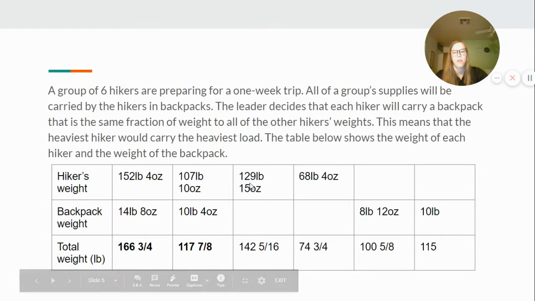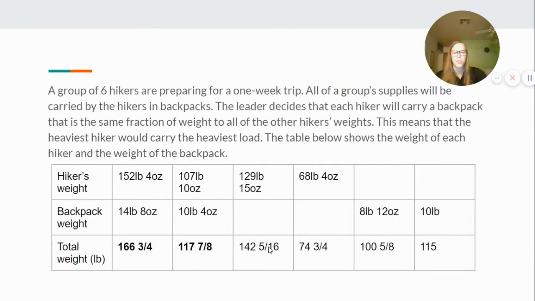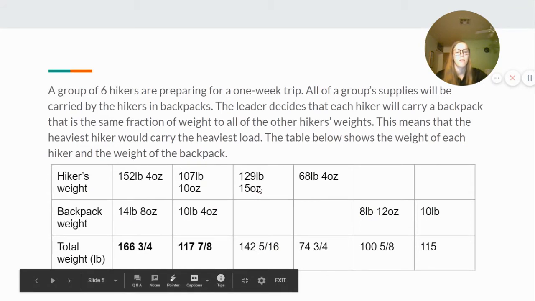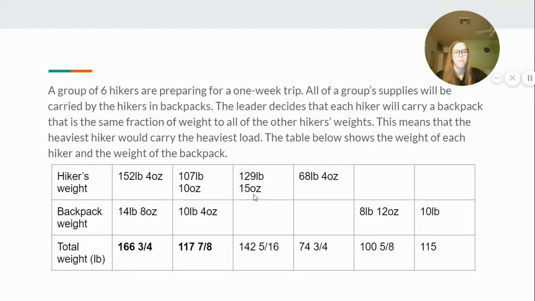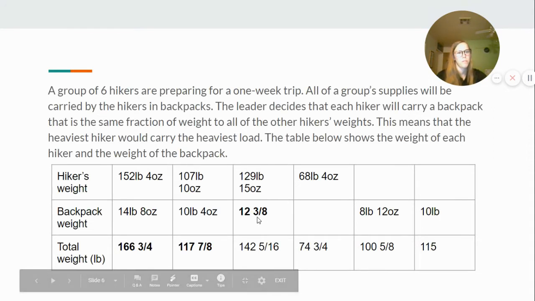Here we know what the hiker's weight is, and the total weight, we do not know what the backpack weight is. So we take 142 and 5/16, which are 16 ounces in a pound, so 5 ounces. So 142 pounds, 5 ounces, minus 129 pounds and 15 ounces. We know that we're going to end up with kind of a funky number. But we get 12 and 3/8, or 6 ounces. This is the backpack's weight.